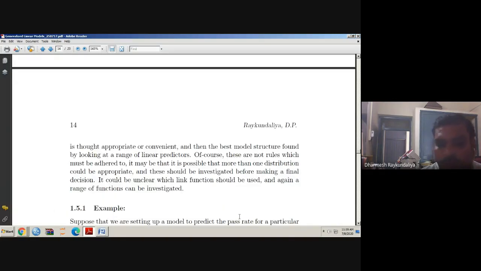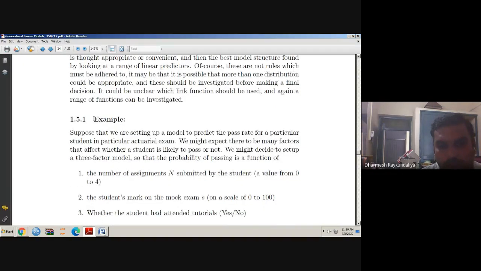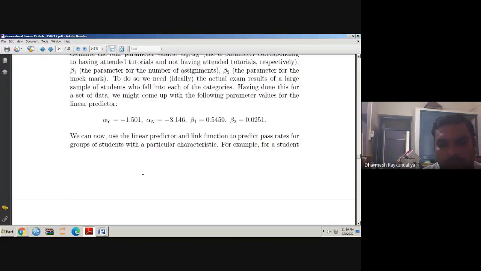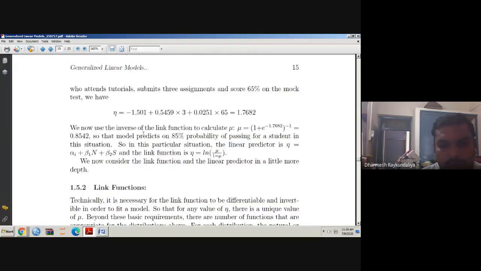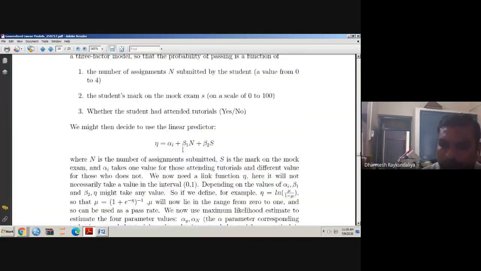Okay. So in tomorrow's lecture we will see an example of this, so you can have a better idea. It is an example of an examination where we apply the binomial distribution function, and what the link function should be, etc. That we will discuss in the next lecture.